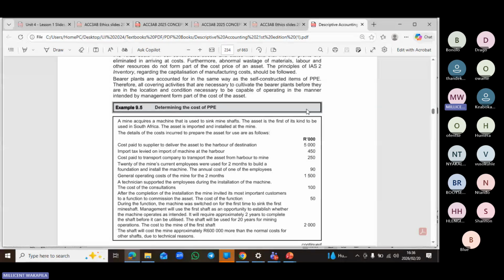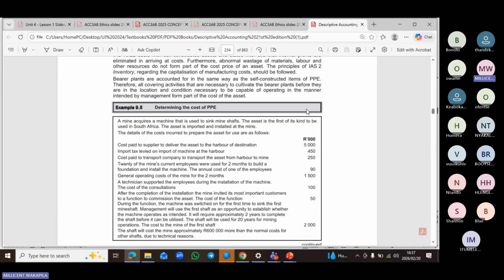You acquire an asset, right? You acquired an asset, and then it needs to be installed. And then the employees that you are having, they are already normal employees, and also they are earning, which means they are supposed to be treated in terms of IAS 19, sorry, employee benefits. We are supposed to expense the cost to employee benefit, but because they were engaged in the installation of the machine, it means that the cost that they incurred in the installation of the machine is actually capitalized.